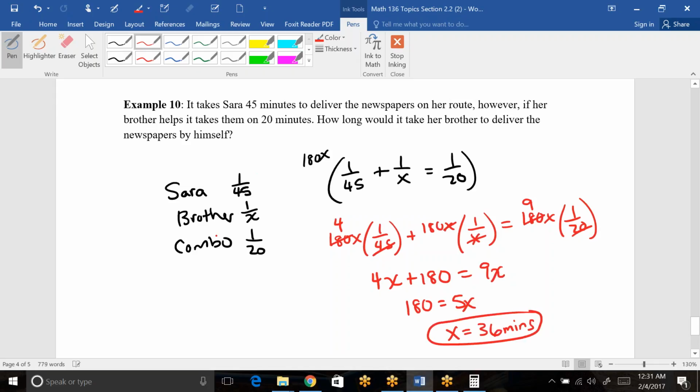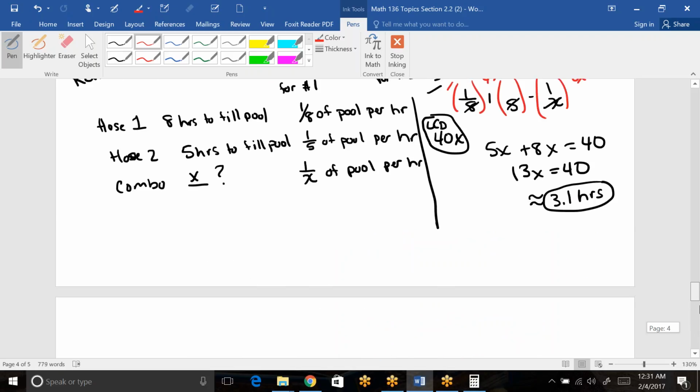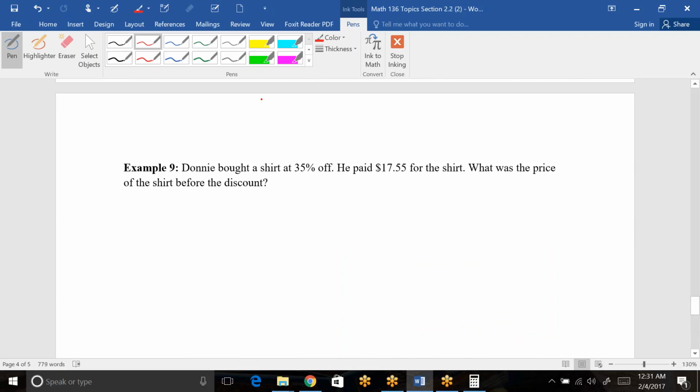So the brother by himself can do the job of the newspaper route in 36 minutes. So he's actually more efficient than his sister. All right, I only had one more example from this. I'm going to go back up to number 9. This is more of a common sense money problem.